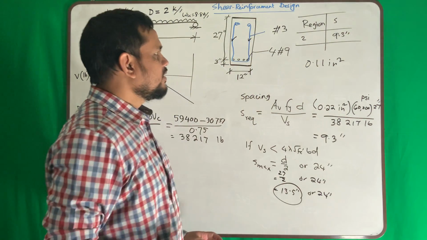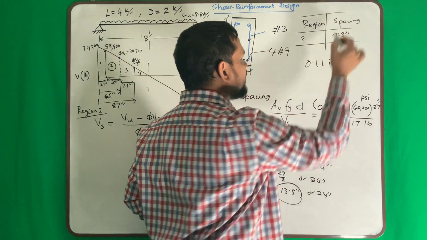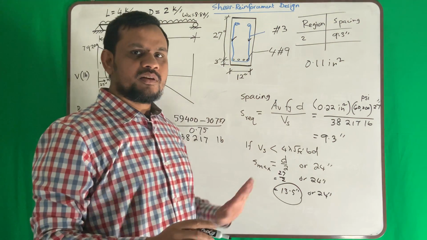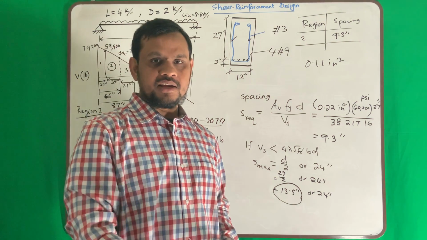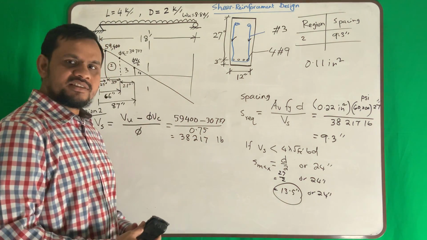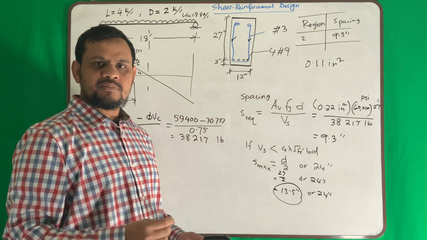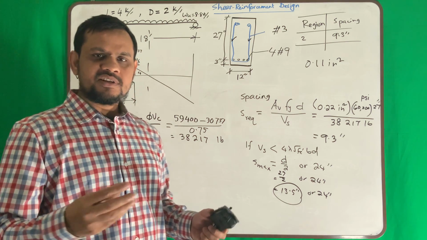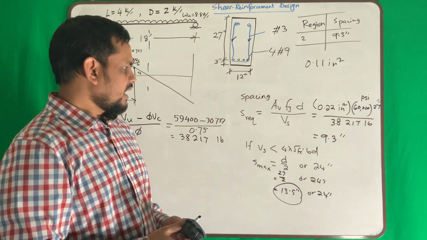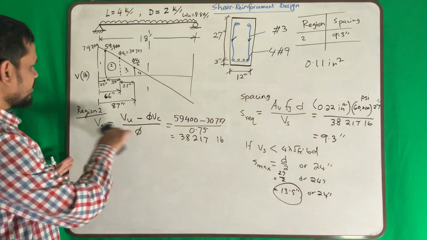Reason number 2, or right here, spacing: 9.3 inch, we got an answer. Now, it is not the final design. The final design depends on something we have to consider. That means the spacing should be a round number so that laborers can easily place it. And also we should check the distance. We will go there. So reason number 2 is done.